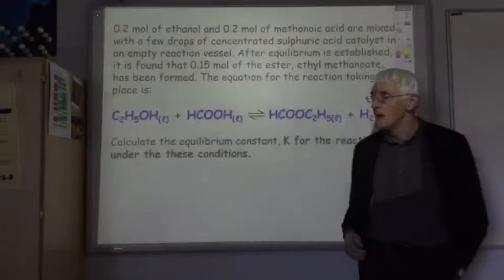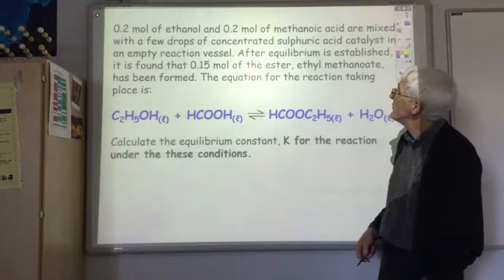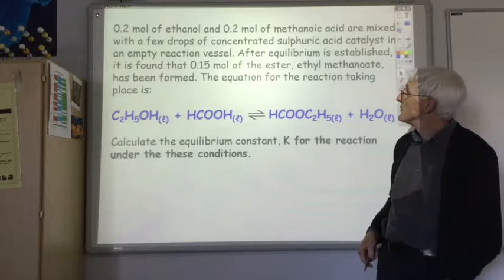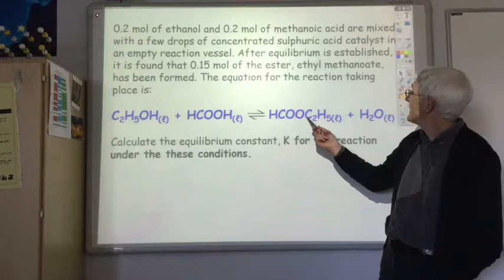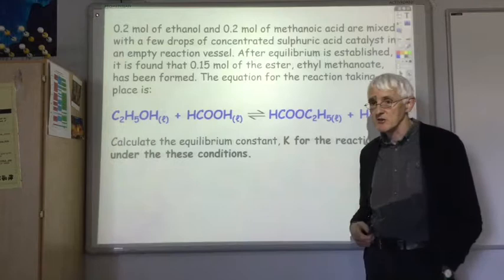Here's a harder example. 0.2 moles of ethanol and 0.2 moles of methanoic acid are mixed with some concentrated sulfuric acid in an empty reaction vessel. After equilibrium is established, it's found that 0.15 moles of the ester has been formed. Calculate the equilibrium constant under these conditions. I'll work through this one with you, then give you another one to do.